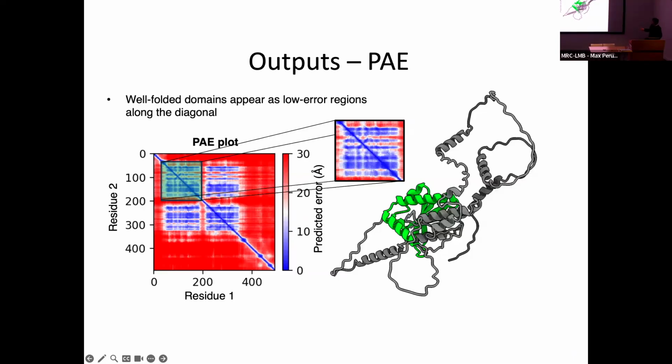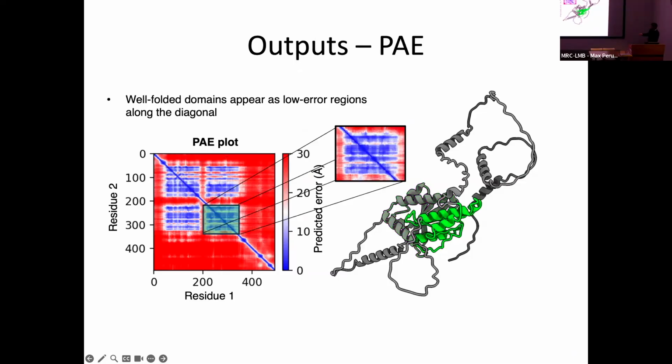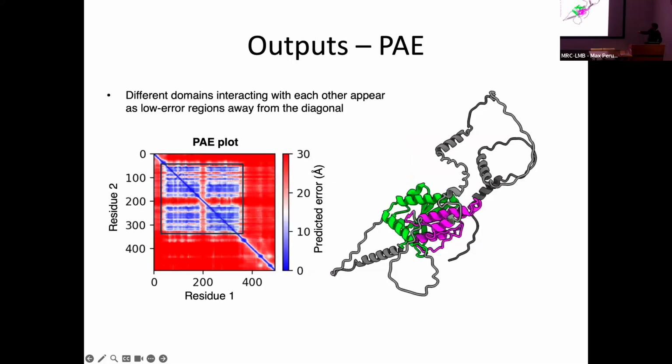But for example, let's see what usually happens if you have a well-folded domain, like in this case, this green domain here. You're going to have a cluster of blue spots here, saying, look, I'm confident this domain is well folded. Same for the other domain here. But if the two domains are sitting next to each other, then you're also going to get these two clusters, which is the interaction between this domain and the other domain. This residue interacting with this one, this residue interacting with that, just because they're located very close to each other.